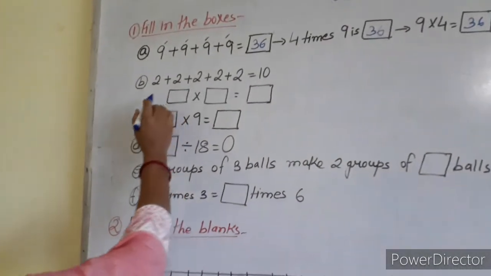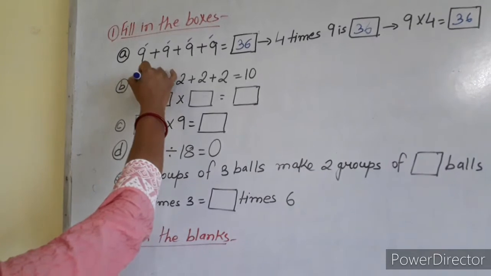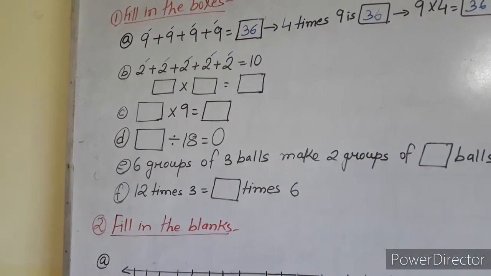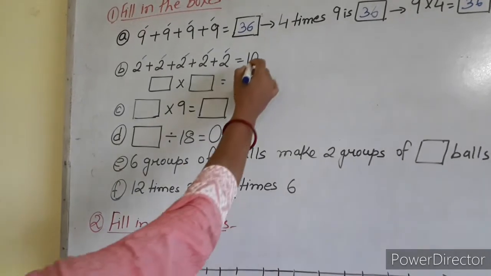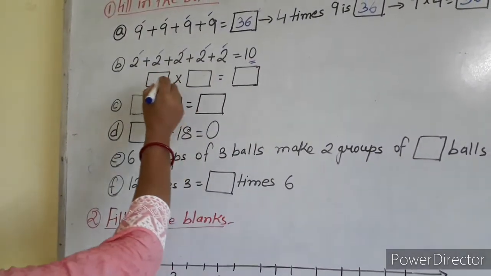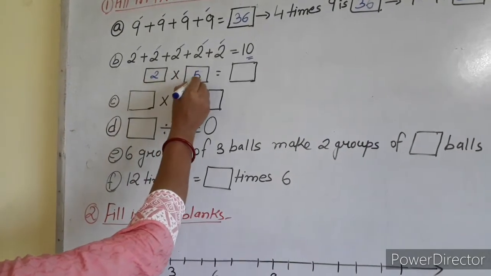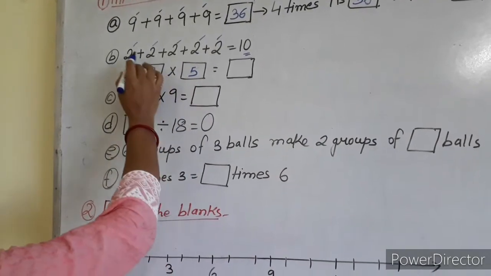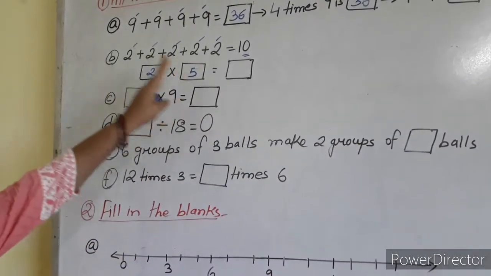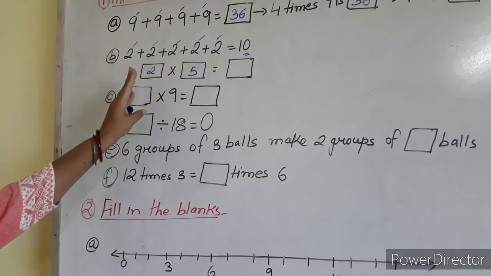Then number B. Here 1, 2, 3, 4, 5, 5 twos are there. So 5 into 2 is 10. And you can also write 2 into 5. 2 into 5, 1, 2, 3, 4, 5. This one you can also write 5 into 2. In both ways you can write.